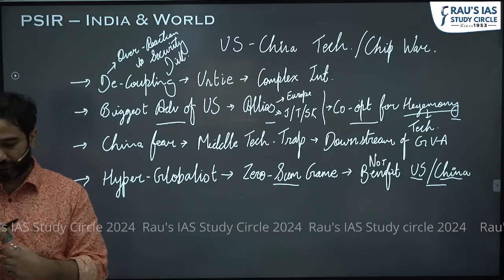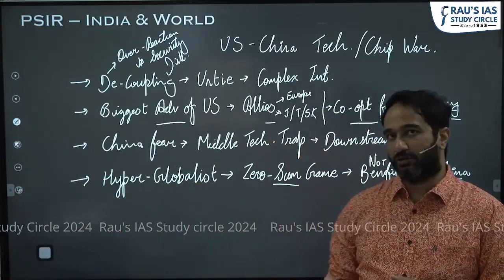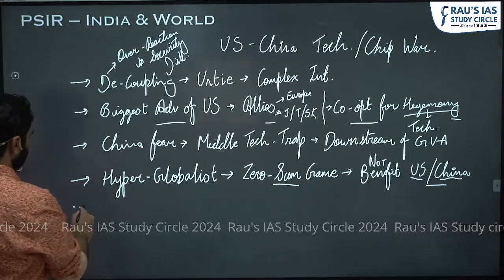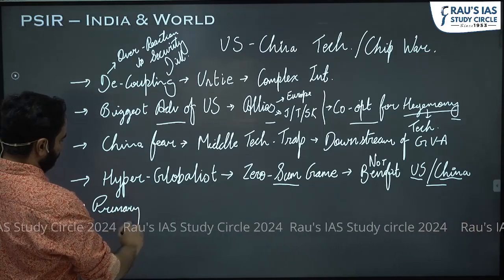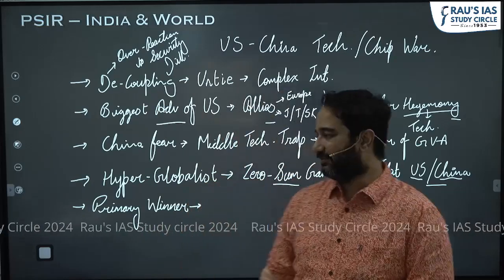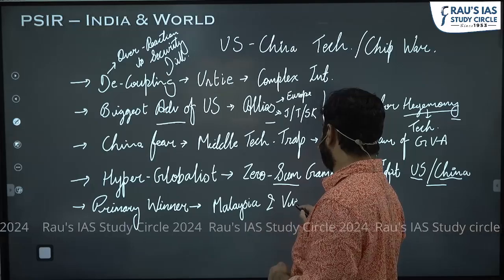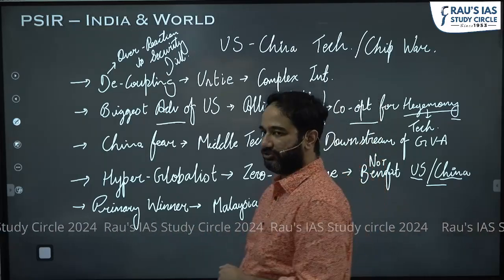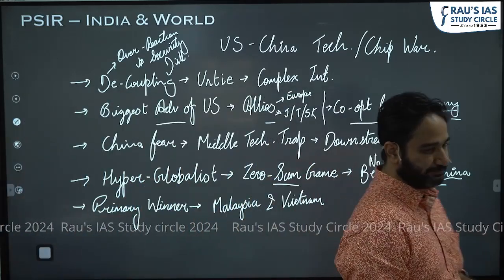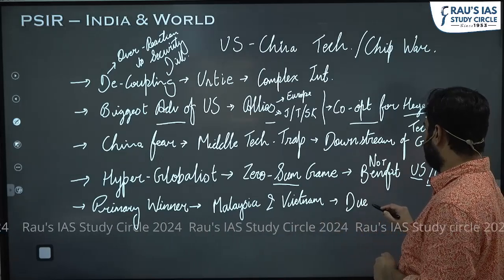Write down. The primary winners of the US-China tech war have been Malaysia and Vietnam, as they have been the biggest beneficiary of decoupling and the shift of industries or factories.